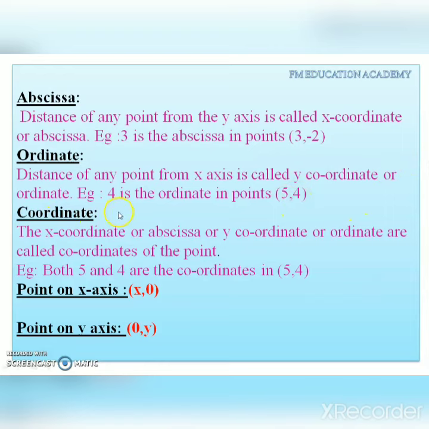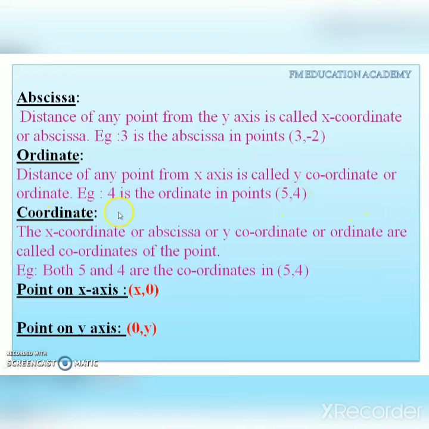rhombus. How to know whether the points are of a rhombus? You have to prove all four sides are equal. That is, after finding the distances AB, BC, CD and DA, if all four are equal, and the diagonals BD and AC are not equal, we can say the points are the points of a rhombus. That is, the coordinates are the coordinates of a rhombus. Coordinates means these four vertices of the rhombus.